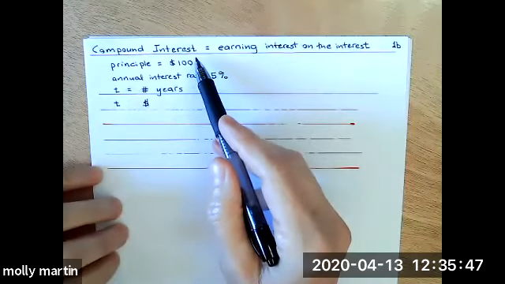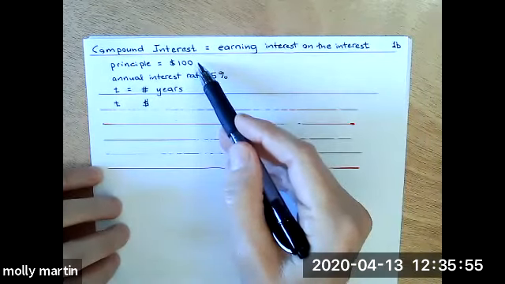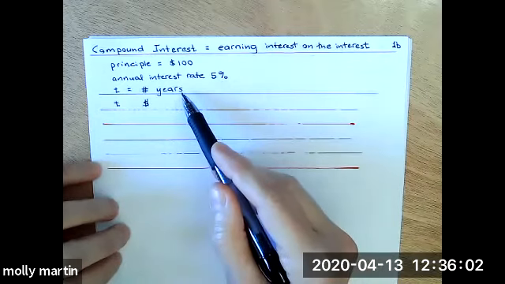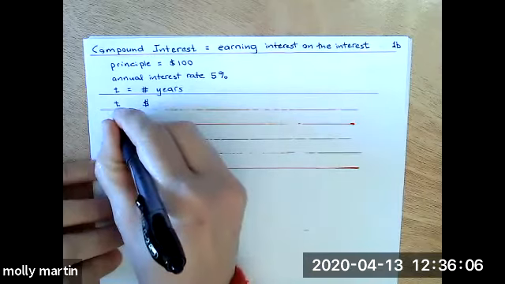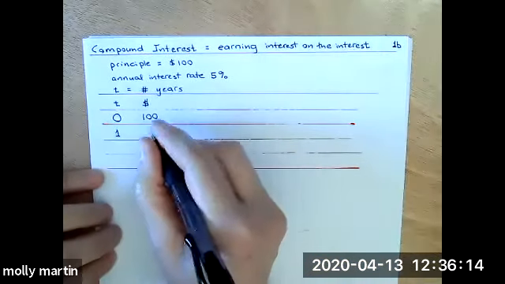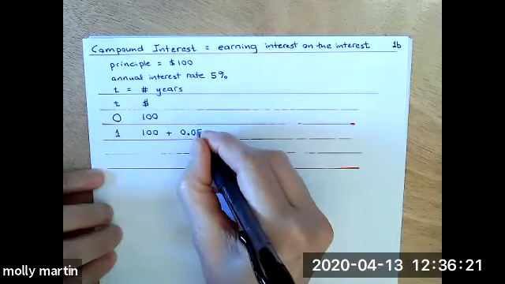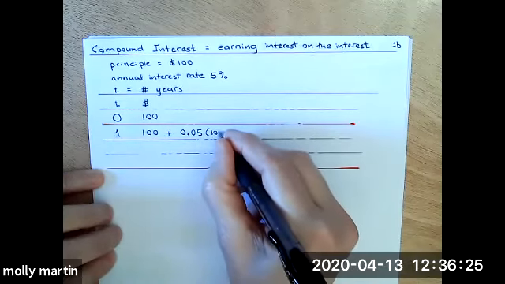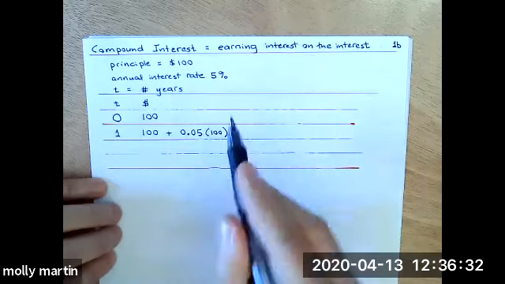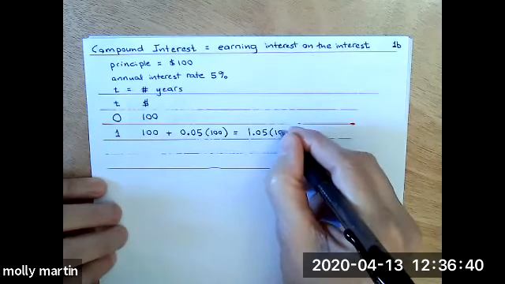This example is compound interest. Compound interest is when you earn interest on the interest. So if your initial investment is $100 and your annual interest rate is 5%, t is the number of years. So at time 0, we have $100. 1 year later, you have $100 plus 5% of 100. So $100 plus $5 is $105. But we're going to write it like this. That's 1.05 times 100.